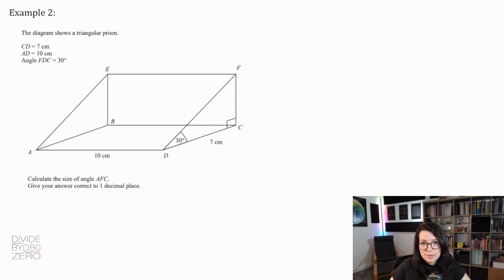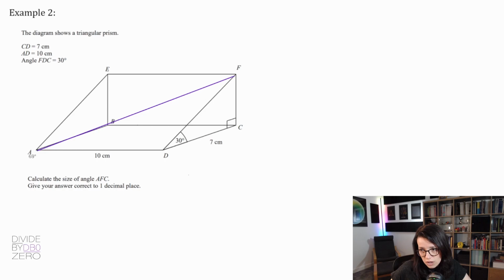Example 2, another problem in 3D, but this time we have a prism. Always read the question carefully and check that all the information is on the diagram before you start to do any sort of calculations. Looking at this, CD is 7, that's on there, AD is 10, and angle FDC is 30. We want to calculate the size of angle AFC. Let's put that on there, AFC.